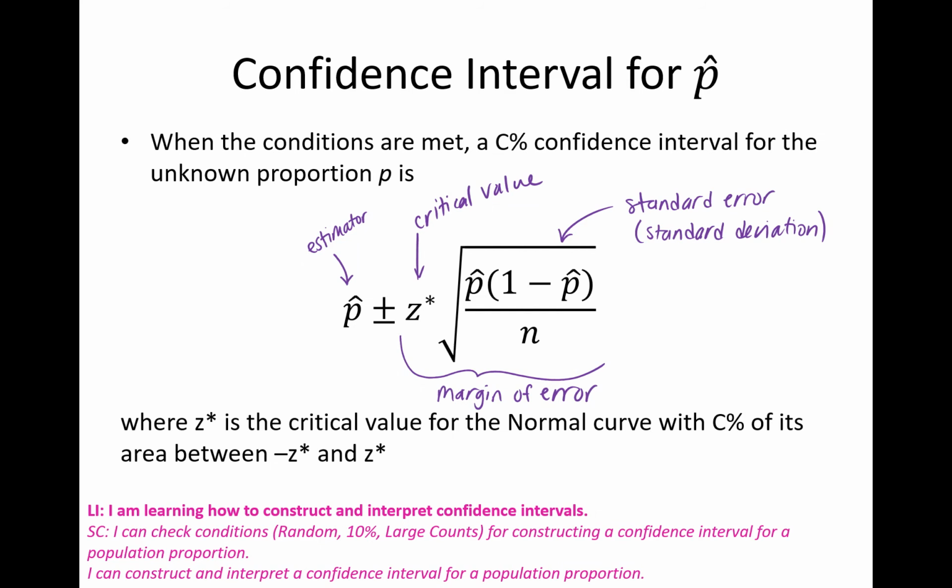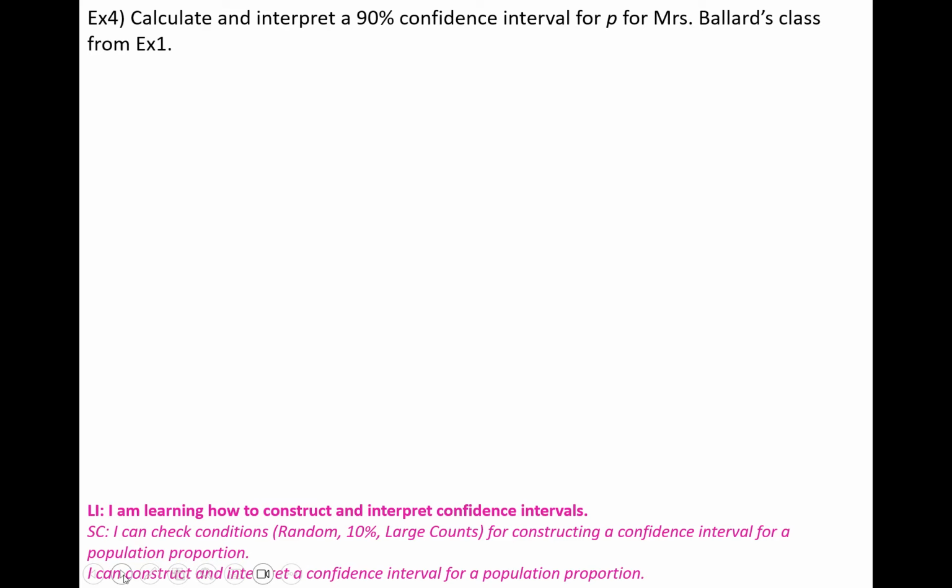All right, so the z critical value at the bottom there says where z asterisk is the critical value for the normal curve with a C% of its area between negative z and positive z. Let's go forward. All right, so example 4. We are going to calculate and interpret a 90% confidence interval for p for Mrs. Ballard's class back from example 1.